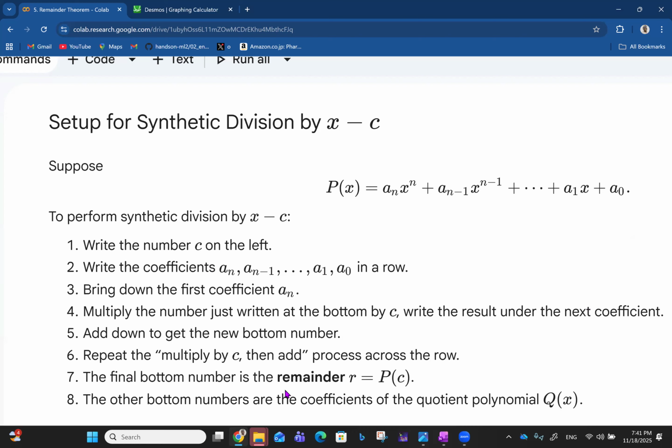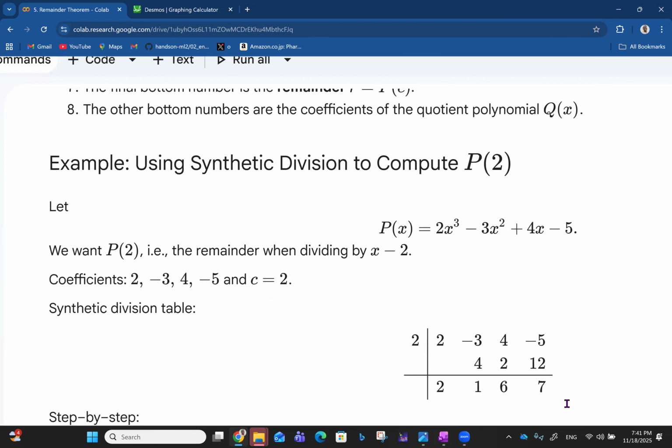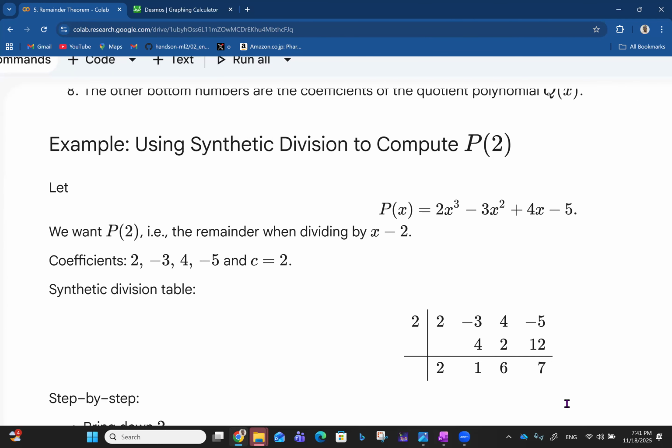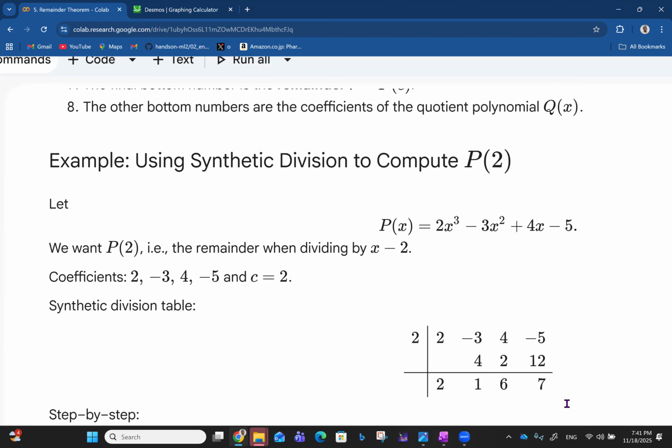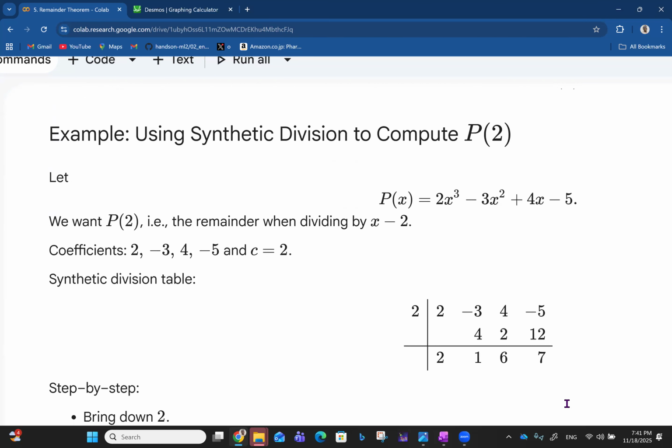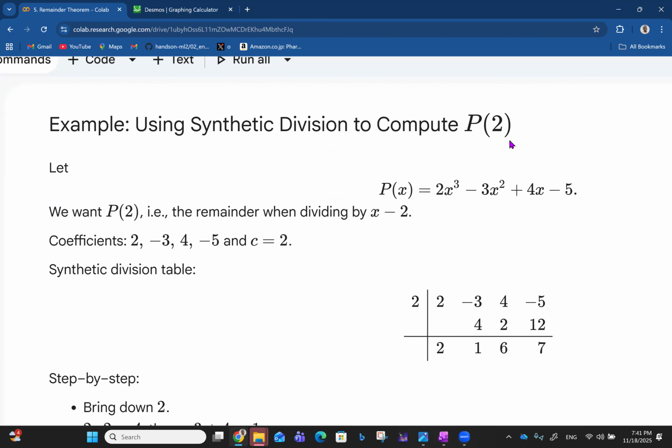The final bottom number is the remainder r, which is P of c. Then the other bottom numbers are the coefficients of the quotient polynomial Q of x. So that looks like a lot, but we can demonstrate that using this example. All that we have explained is what we have here now: using synthetic division to compute P of 2.